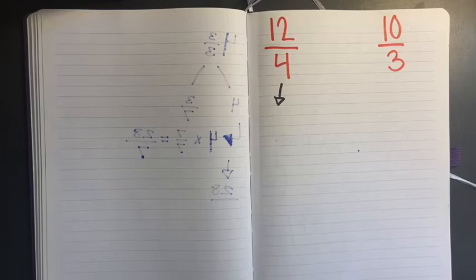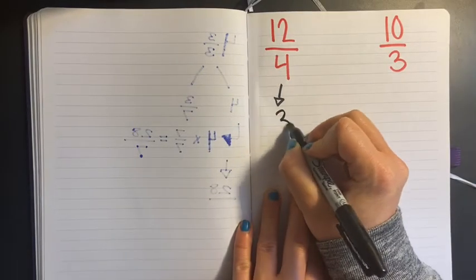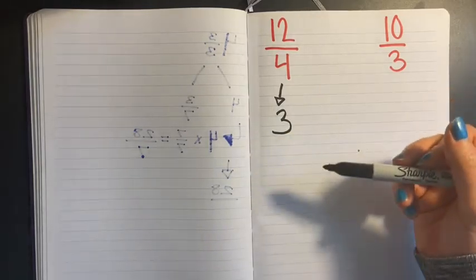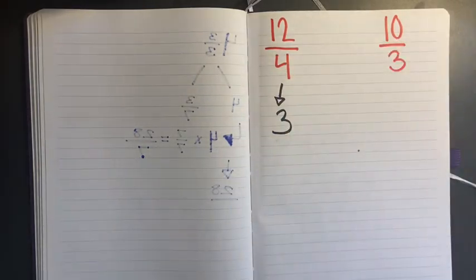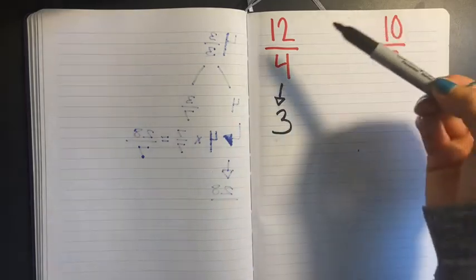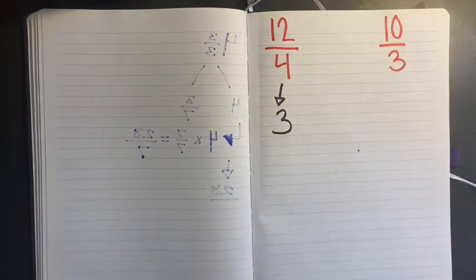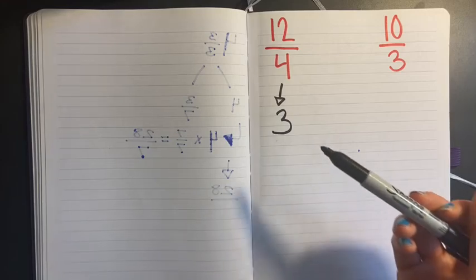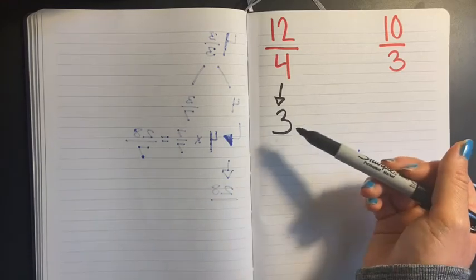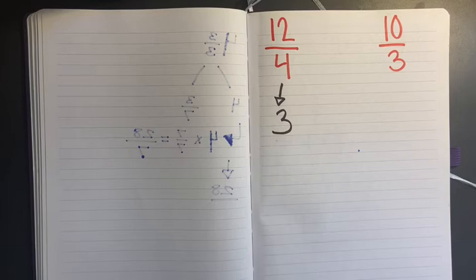Great, 4 can go into 12 exactly 3 times. So it's going to be a perfect whole number, and that perfect whole number is going to be 3. I know that 4 times 3 is going to give me that numerator of 12, and I know that 12 divided by 4 is always going to give me that quotient of 3, meaning that this whole number of 3 is always going to be equal to the fraction 12/4.